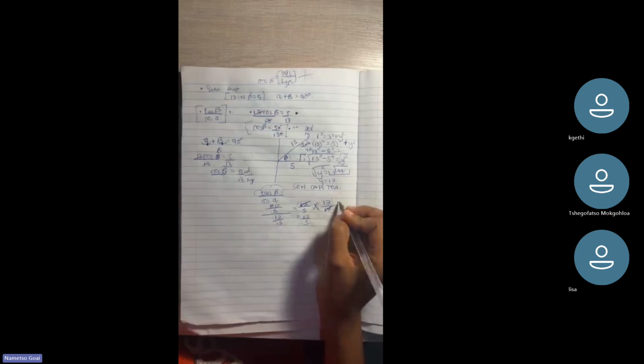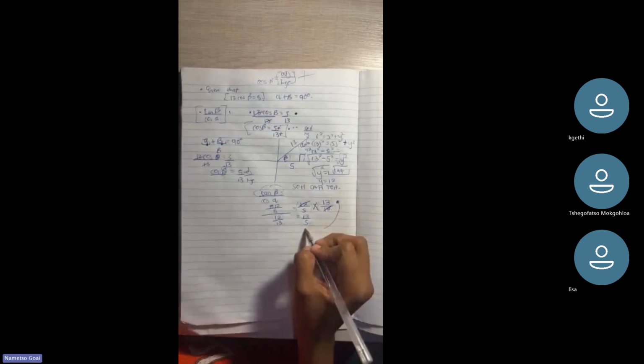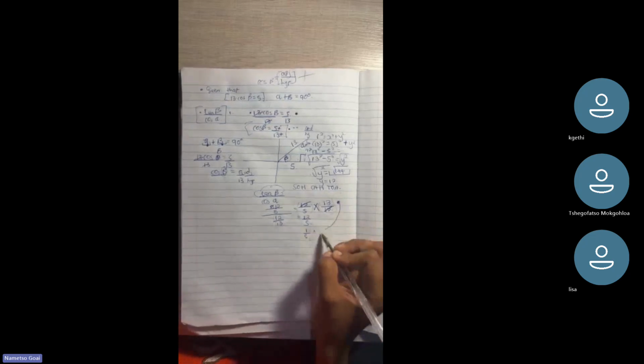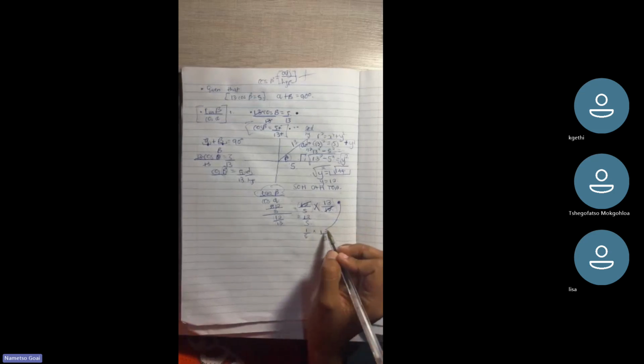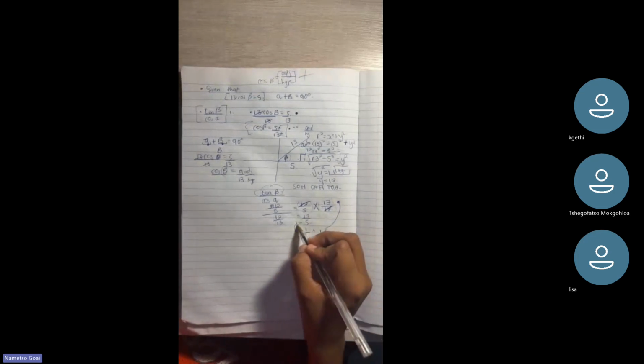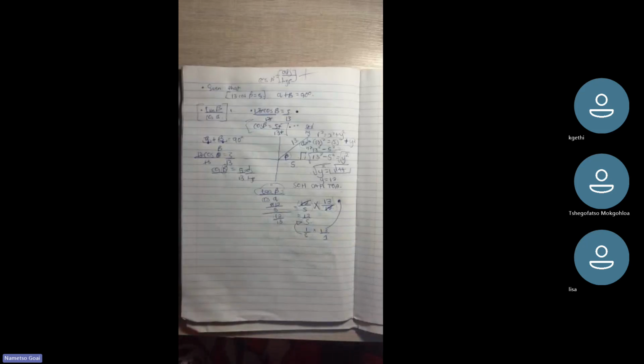Because eventually, from this step, you are going to have 1 all over 5 multiplied by 13 divided by 1. When you multiply these two together, you get this answer over here. Is that what you guys got?